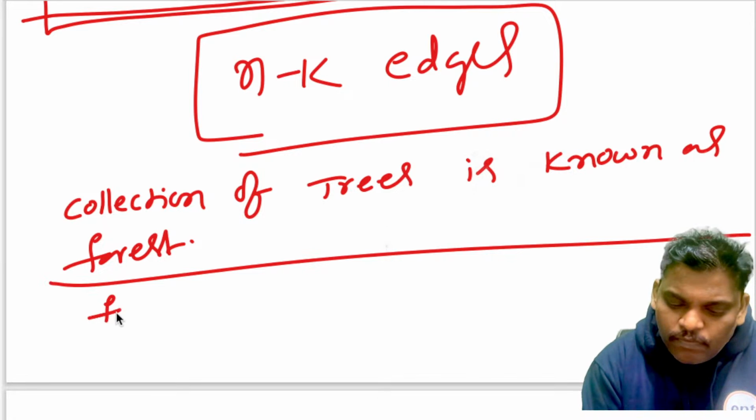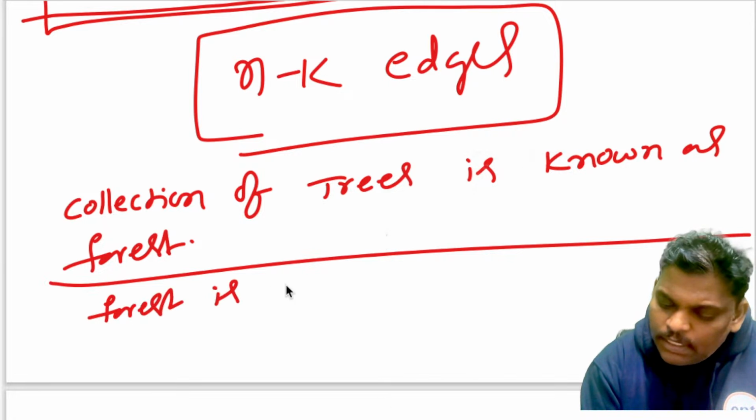I am writing that also. Forest is a disconnected graph.